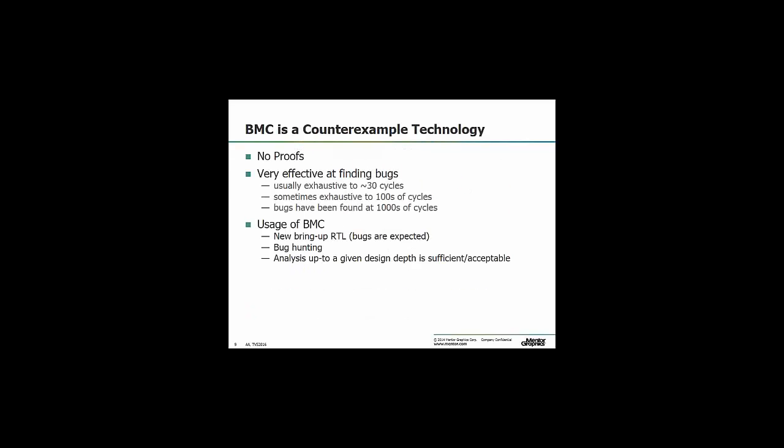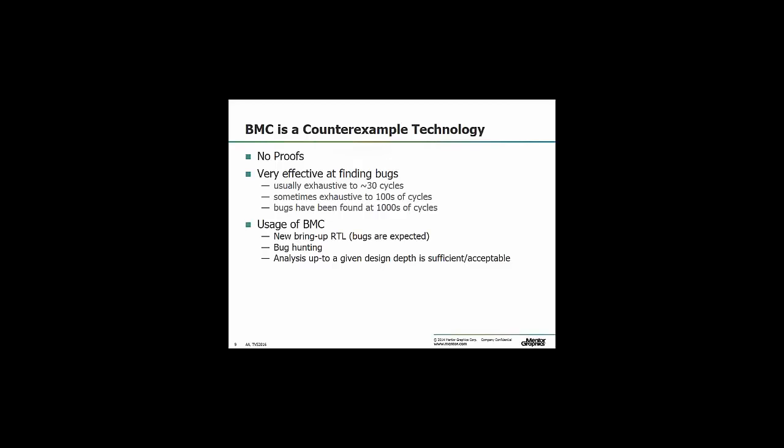Okay. So in this approach, we don't expect to have proofs. This approach is very effective for finding bugs. We have seen applications that are exhaustive to 30 or even to 100 cycles. This approach is used in a bug hunting way to provide counterexamples found at thousands of sites.